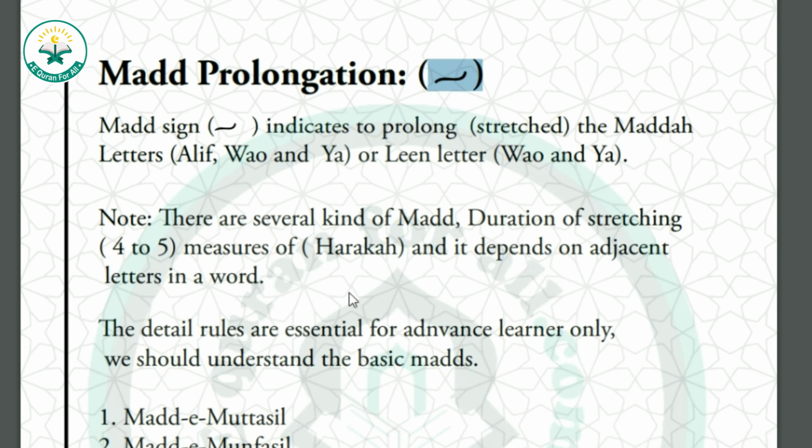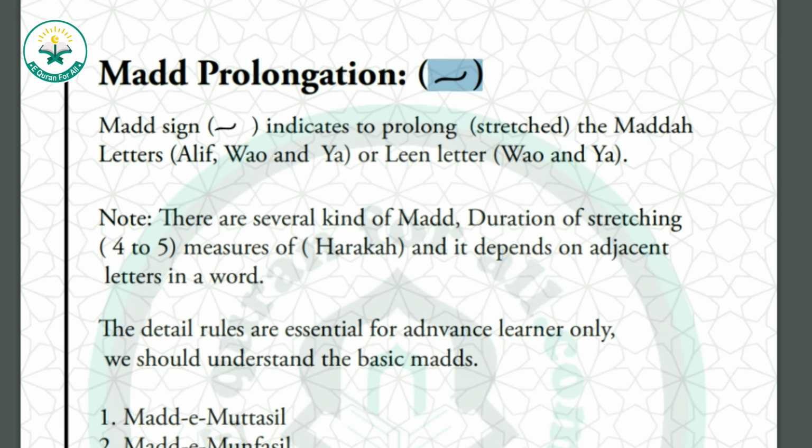So in Quran there are two signs. The first one is long madda and the second one is short madda. For the long madda we stretch it about 4 to 5 seconds, and for short madda we stretch it about 3 to 4 seconds. This is just the basic knowledge of madda, prolongation. The advanced rule we will learn in the next video.